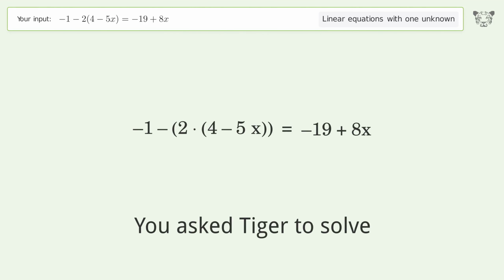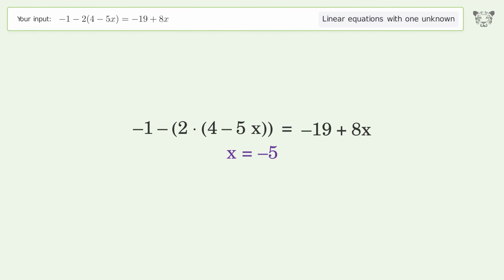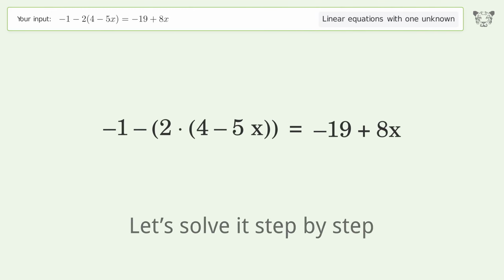You ask Tiger to solve this. This deals with linear equations with one unknown. The final result is x equals negative 5. Let's solve it step by step.